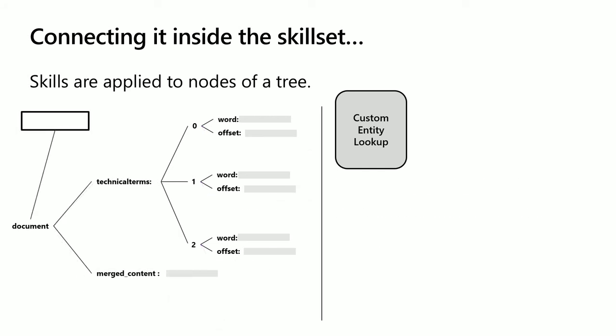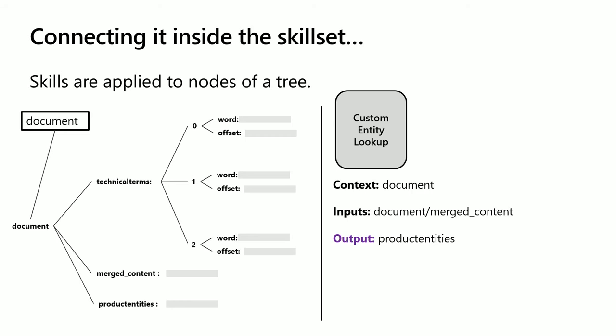But you also might want it as a child of the top level node. Maybe you don't want to process individual terms, you want to process the entire content of the document and find all mentions of products there. So you would say, at the document level, merge content, in this case, is the name of the text that's in the full document. Process it there, and produce the output underneath the main document. In this case, the product entities would be a list of all products mentioned in the text of the document.